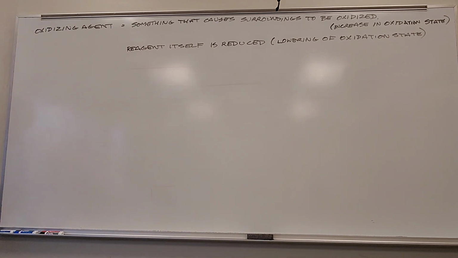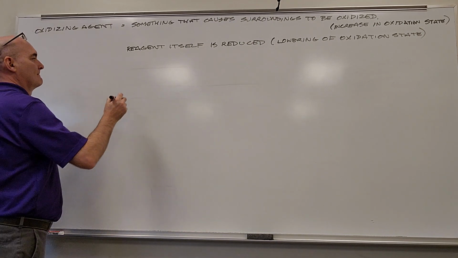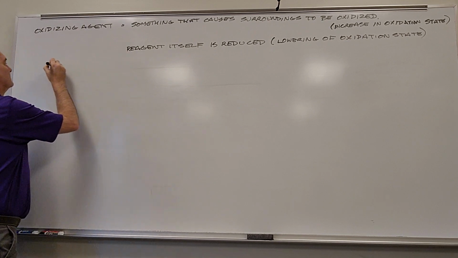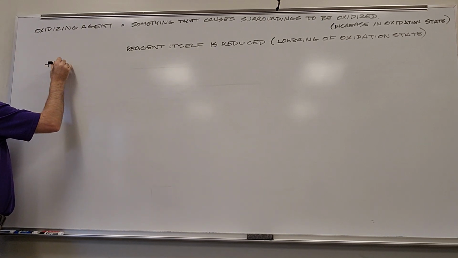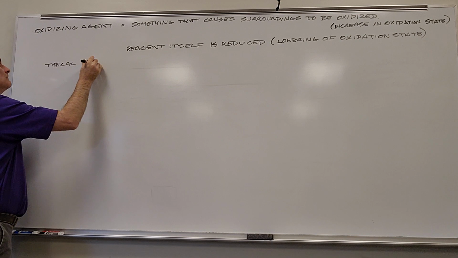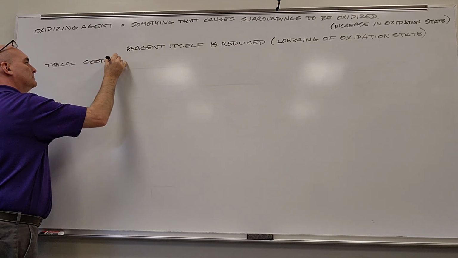So if you were a good oxidizing agent, would you have a low or a high oxidation state when you start? High. So in order to reduce a lot, if you oxidize others a lot, you have to start up high.